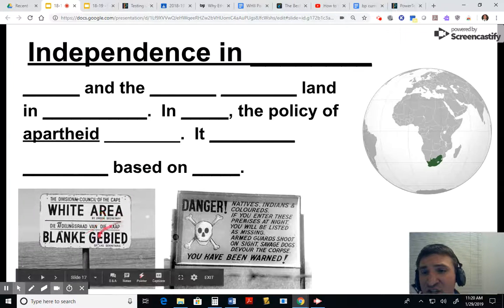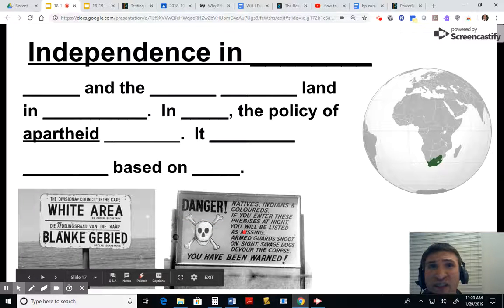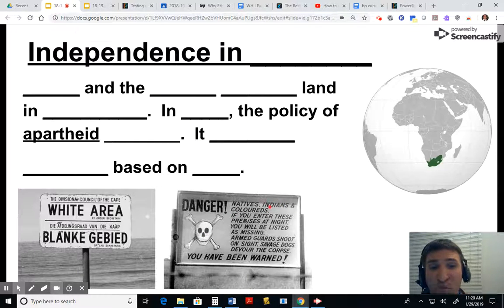And this is a beach in South Africa that says white area only. And this is another sign that is truly troubling. It says danger. Skull and crossbones. Natives and Indians and coloreds. If you enter these premises at night, you will be listed as missing. Armed guards shoot on sight. Savage dogs devour the corpse. That's an actual sign in South Africa. It shows the division.